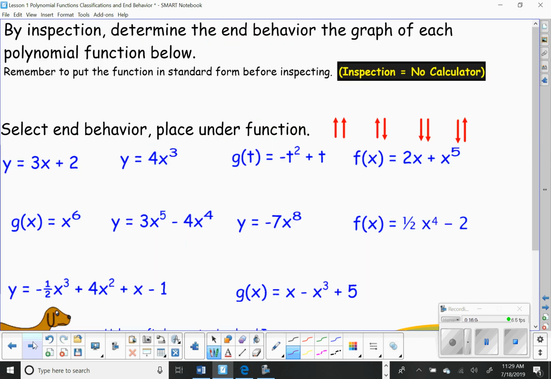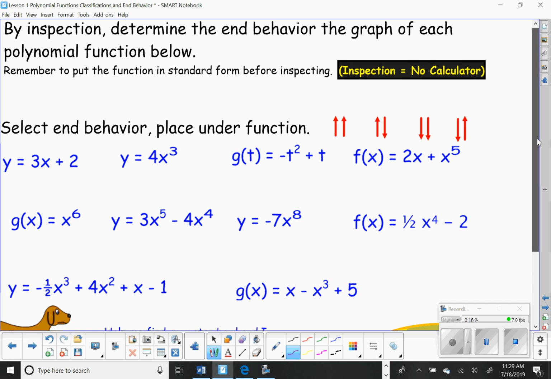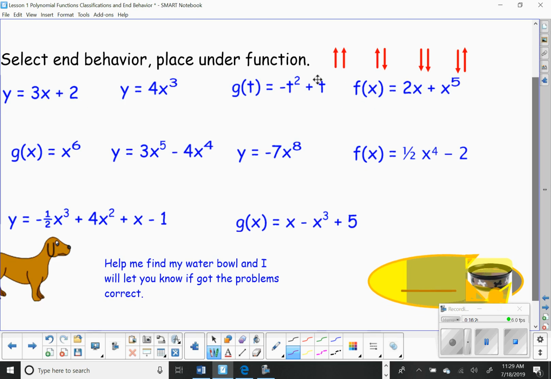Okay, now the arrows are a little bit faster when you're just doing stuff quickly. So what I want you to do is, by inspection, inspection means no calculator, determine the end behavior of the graph of each of the polynomials below. Remember to put the function in standard form before inspecting. Go ahead and do this, okay? And in class, if you were in class, I had people come up to the board and drag the up, down, down, down, down, up arrows underneath each one of these. All right, so go ahead, pause the video, and try it to make sure that you understand.